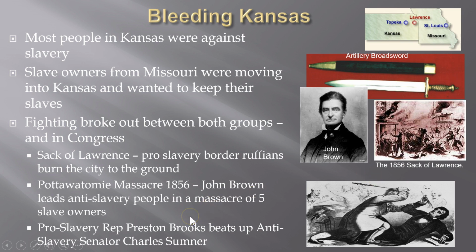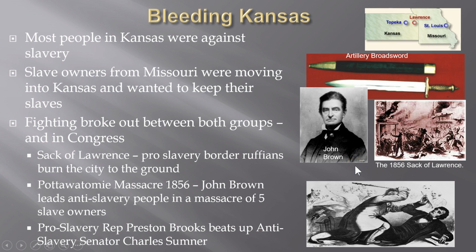Right about the same time, there's a very grim and violent abolitionist from Ohio who's moved into Kansas to basically, in his mind, right some wrongs and end slavery. His name is John Brown. This is a photograph of John Brown about this time. He decides he wants to get some payback for this sack of Lawrence.